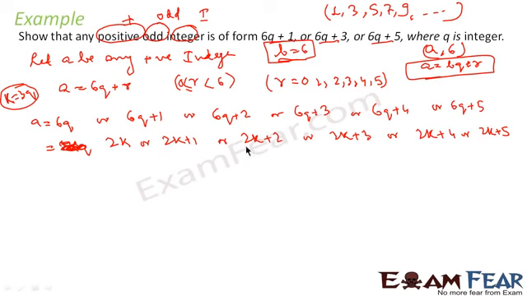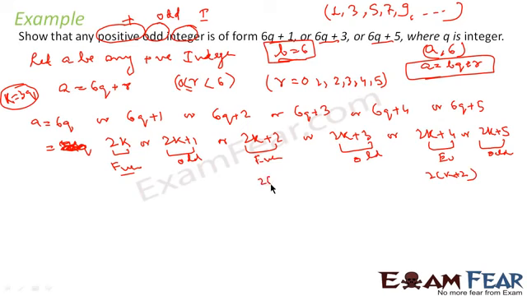Now if you see this, this is even, this is odd, this is even, this is even, this is odd, and this is also even. Why? Any number of the form 2k is even, and any number of the form 2k plus 1 is odd. 2k plus 2 I can write as 2 into k plus 1, so it is also even. 2k plus 4 I can write as 2 into k plus 2, which is even. But the question says positive odd integers. So we took first a positive integer, and now we'll add the condition of odd integer.